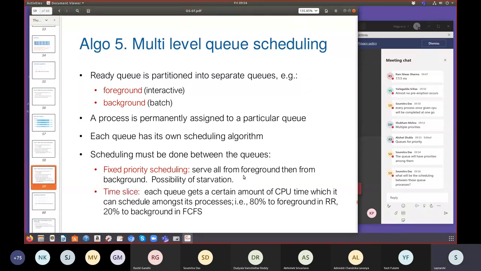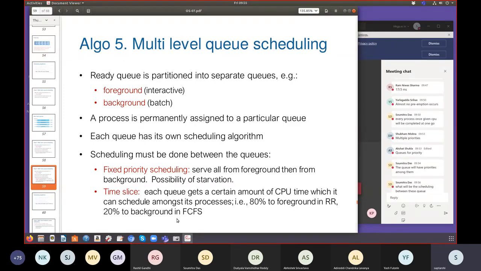So another possibly better idea is this, that again think of that round robin scheduling we discussed, time slice. The better idea may be each queue gets a certain amount of CPU time which it can schedule among its processes. For example, 80% of CPU time is given to the foreground queue and 20% is given to the background queue. Maybe the foreground queue is using round robin scheduling, but the background queue is using FCFS. But it is guaranteed that 80% of the CPU time will be given to the foreground queue and 20% would be given to the background queue.